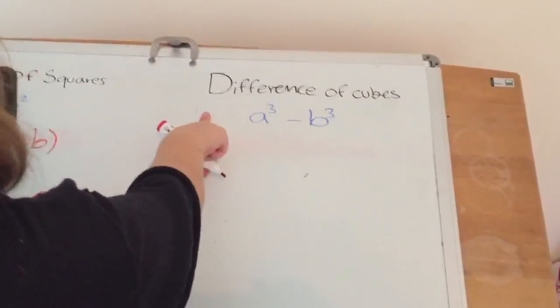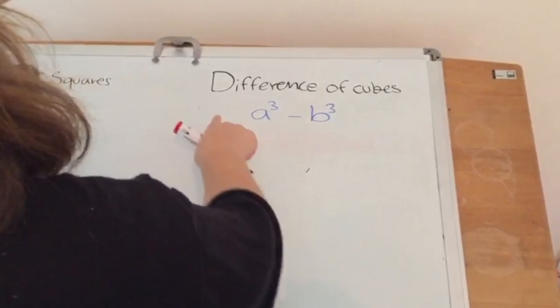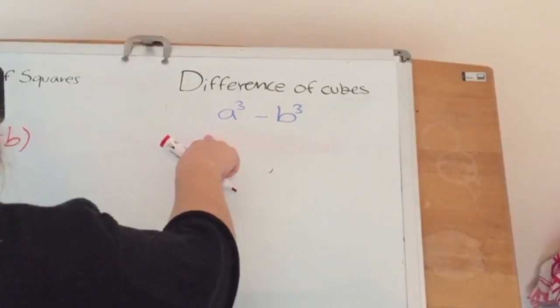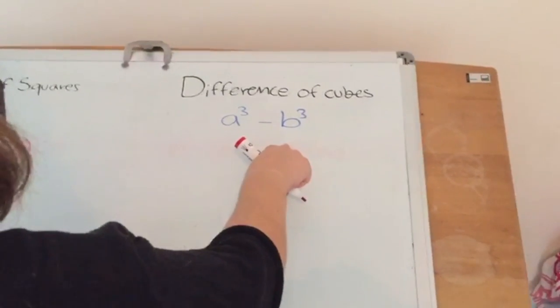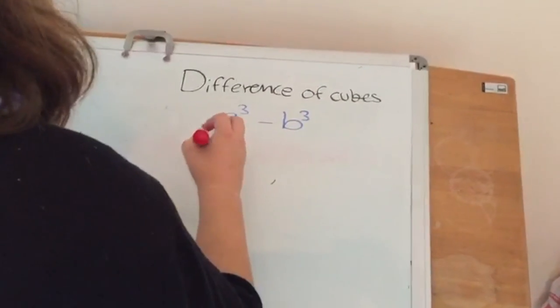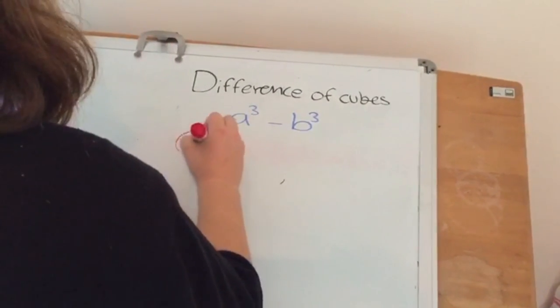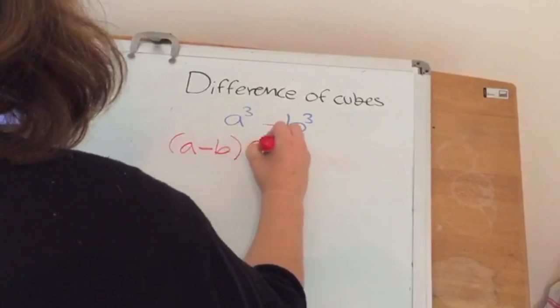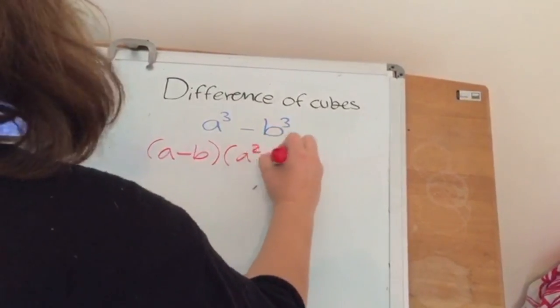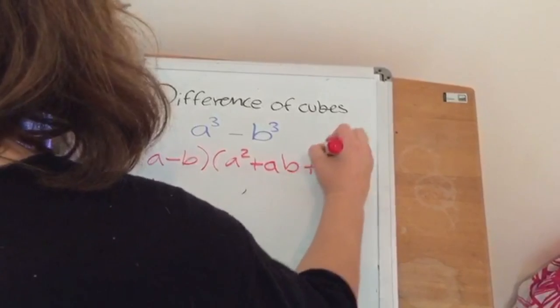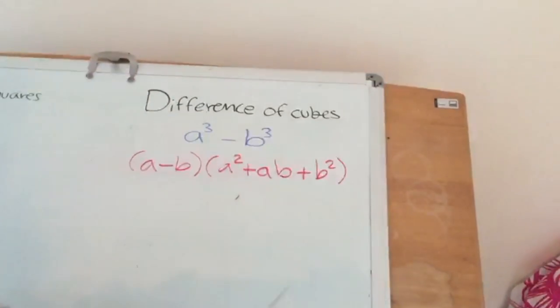And in difference of cubes, we have the cube of a number minus the cube of another number. This factors out to a minus b times a squared plus ab plus b squared.